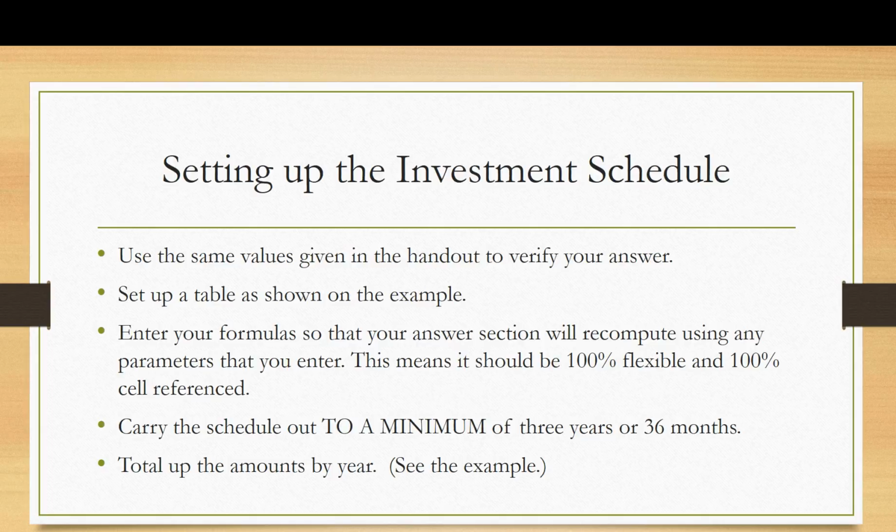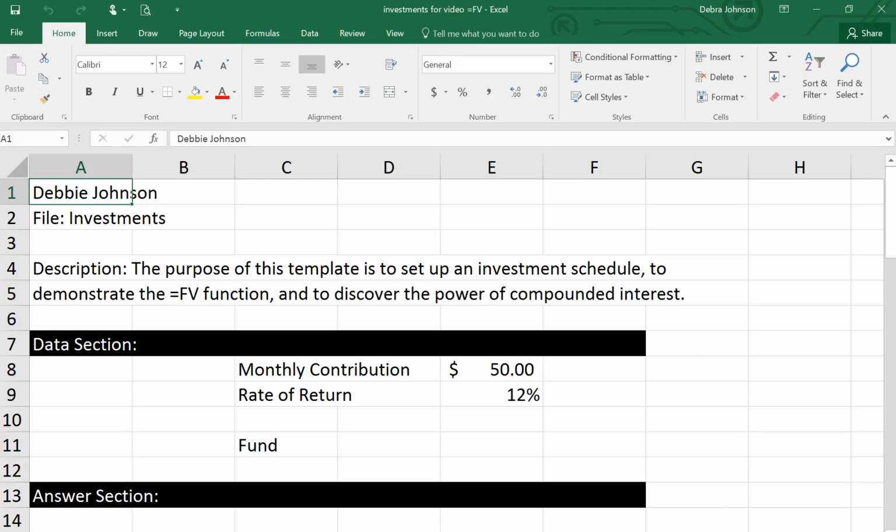This means it should be 100% flexible and 100% cell-referenced. We will carry the schedule out to a minimum of 3 years or 36 months, and then we'll total up the amounts by year. Again, refer to the example often as we're working through the problem. So let's get started and open up a blank Excel template.